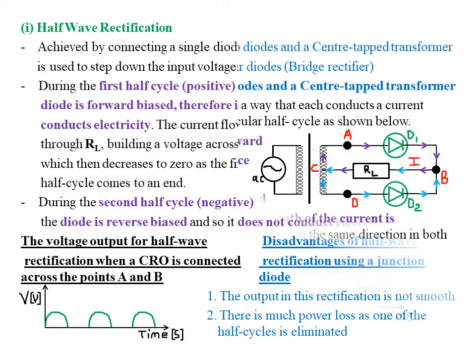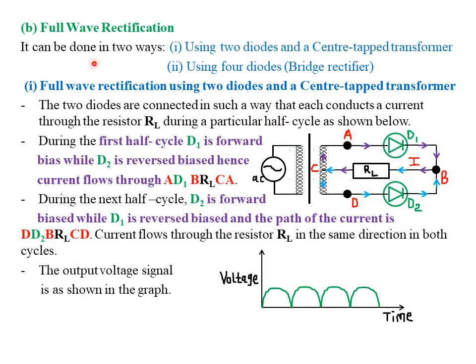Next, we look at the second and last type of rectification, called full wave rectification. Full wave rectification can be done in two ways: 1, using 2 diodes and a center tap transformer; 2, using 4 diodes, or what we call the bridge rectifier.